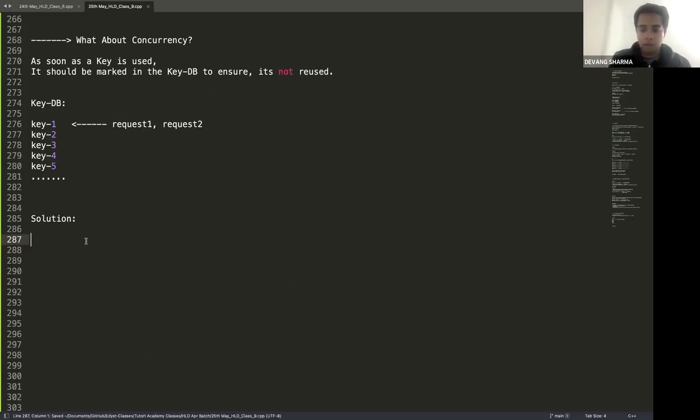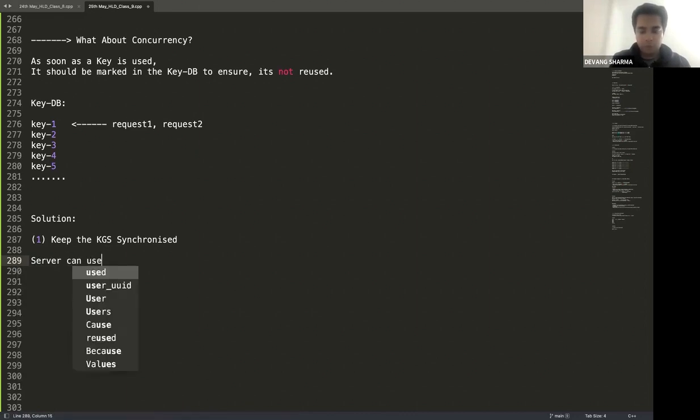First thing first, I am going to keep my key generation service synchronized. What I mean by synchronized is that my server can use the key generation service to read or mark the keys in the database.